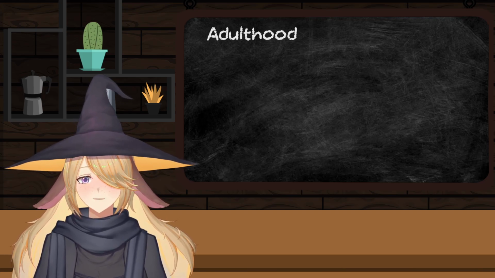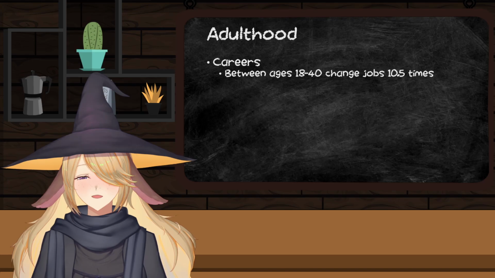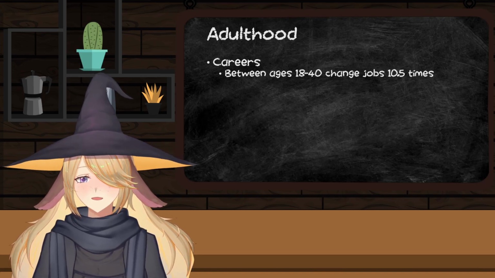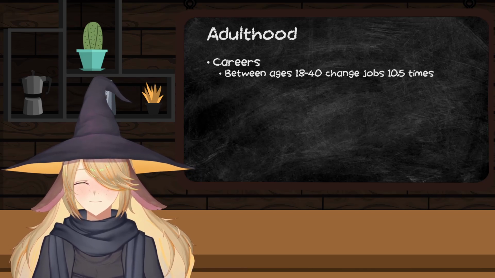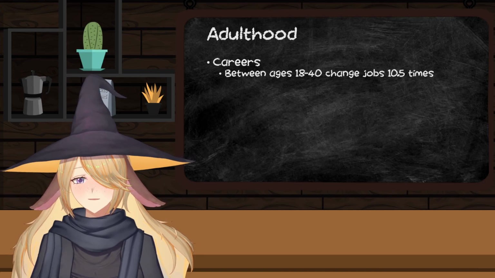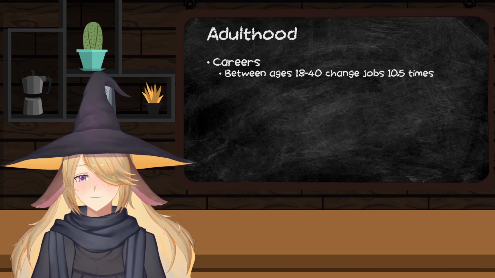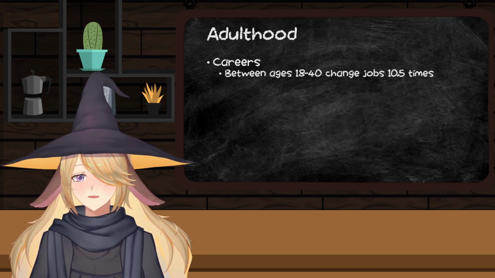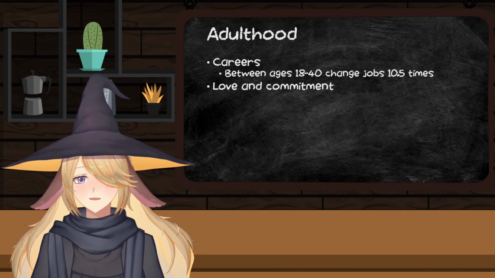So, all right, we're wrapping up here. So what does adulthood look like? We've talked about childhood, prenatal development, adolescence. We've covered basically the entirety of life within the last 90 minutes. What does adulthood look like? Well, between the ages of 18 to 40, most people change jobs about 10 and a half times. I imagine this number is actually higher now.